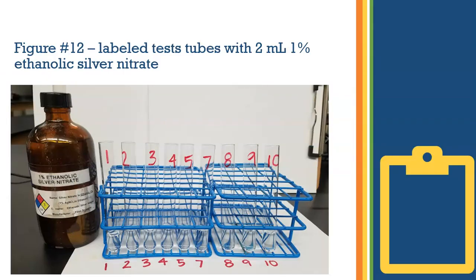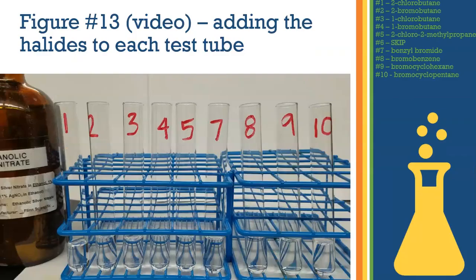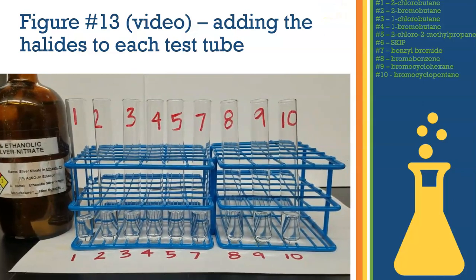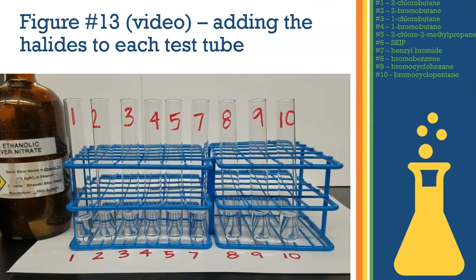In part B, 9 test tubes again were labeled and cleaned and dried. To each of those test tubes, 2 milliliters of 1% ethanolic silver nitrate was added. This video is showing the addition of approximately 4 drops of each of the halides to the ethanolic silver nitrate, as well as their immediate reactions.